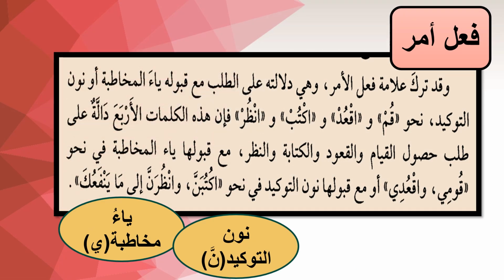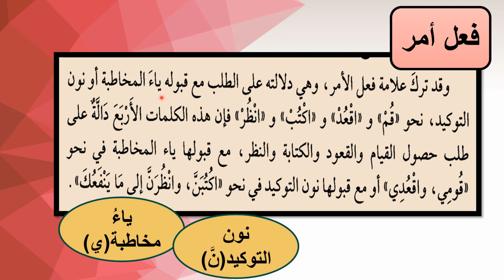Up till now we were talking about the madi and the mudare, but now let's see what we have in amr. So in this paragraph, وَقَدْ تَرَكَ alama fail amr. So the author up till now left fail amr and was busy explaining the madi and the mudare. But now what happens with the amr? How do you recognize it is the amr? Here dalala ala talab. So it refers to a request. Amr is basically the command; verbs are basically the request. You make a request and then the action happens.